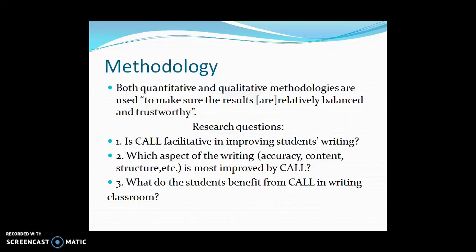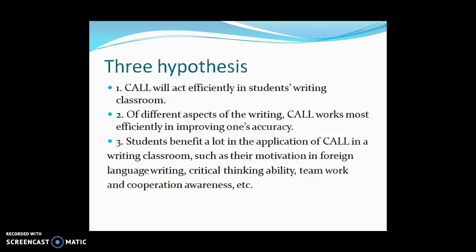His research questions are: 1. Is CALL facilitative in improving students' writing? 2. Which aspect of the writing, accuracy, content, structure, etc., is most improved by CALL? 3. What do the students benefit from CALL in writing classroom? So those questions led the author to these 3 hypotheses. 1. CALL will act efficiently in students' writing classroom. 2. Of different aspects of the writing, CALL works most efficiently in improving one's accuracy. And 3. Students benefit a lot in the application of CALL in a writing classroom, such as their motivation in foreign language writing, critical thinking ability, teamwork and cooperation awareness, etc.